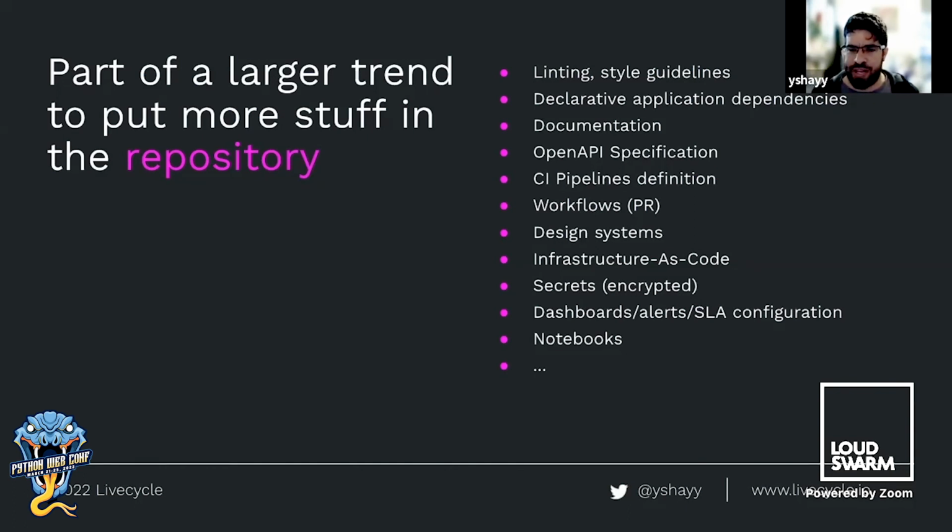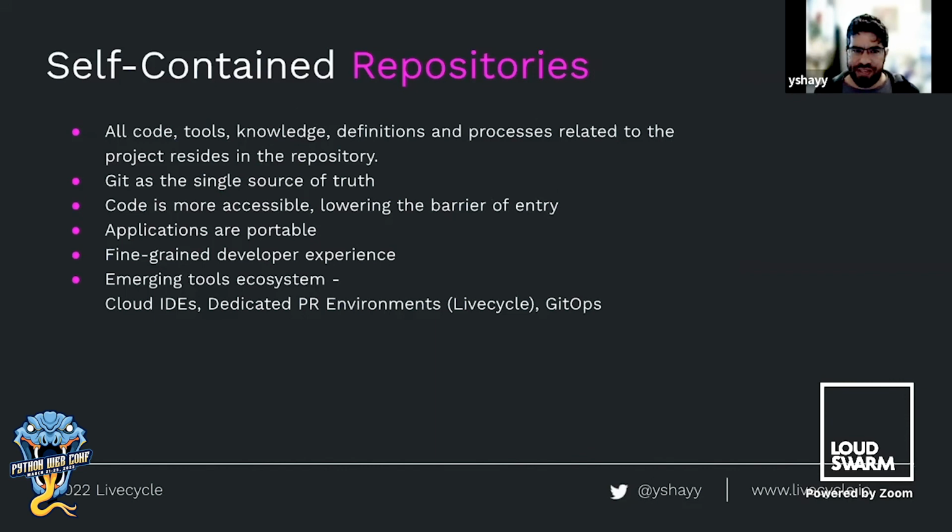I like to think about this kind of configuration as a repository that is self-contained. All the code, tools, knowledge, definitions, and processes related to the project are inside the repository. Git is the single source of truth. The code is more accessible. We lower the barrier of entry. The applications are portable. And I think we'll see a lot of emerging tool ecosystems built on this concept of having a repository that I can just open and run, or understand and know how to use.